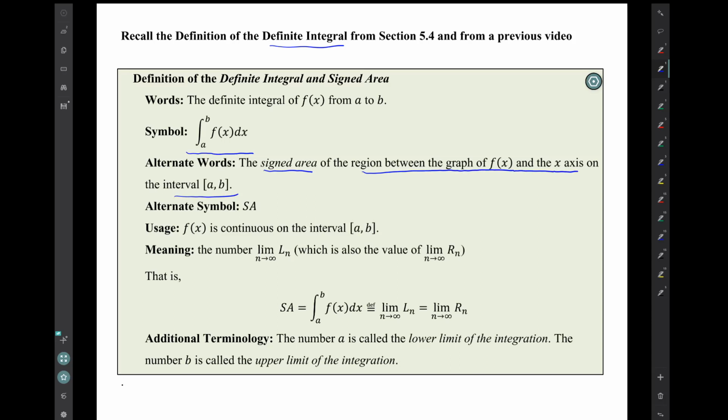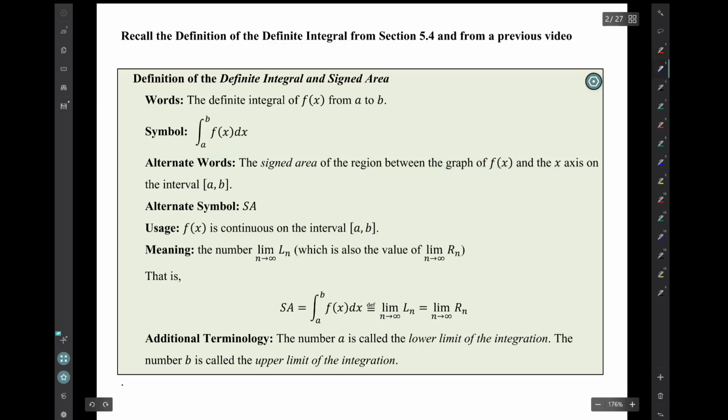And the official mathematical definition is this. The signed area, that definite integral, is defined to be this limit, the limit of the left sums with n subintervals as n goes to infinity, which is also equal to this limit, the limit of the right Riemann sums with n subintervals as n goes to infinity.